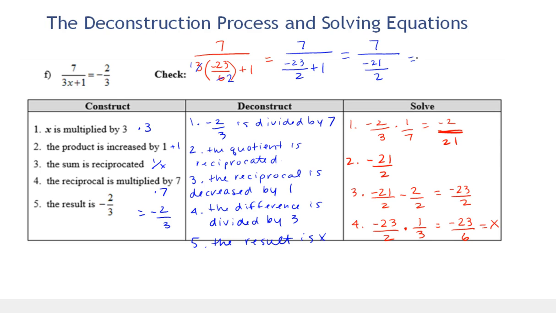Again, this is where the reciprocating thing with the fraction gets a little messy. So 7 divided by negative 21 over 2 is equal to 7 times the reciprocal. Cancel out the common factor of 7, and we get 1 times 2 over negative 3, or negative 2/3. And our solution checks.